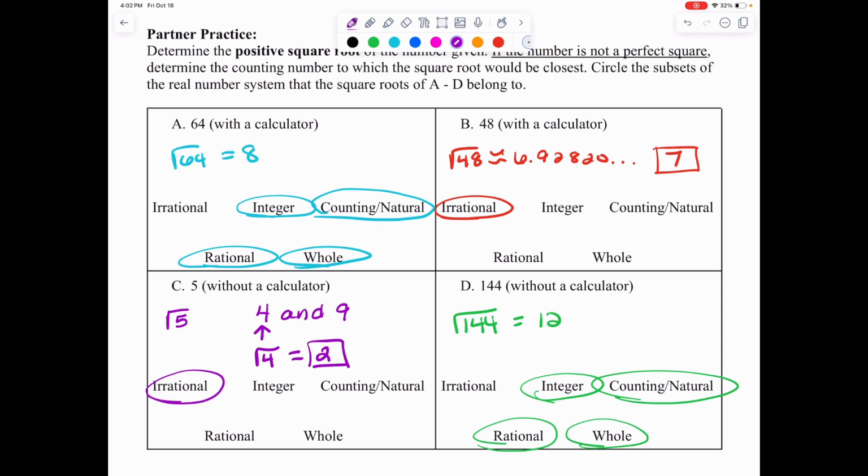And that concludes your lesson on tilted squares and square roots of non-perfect squares.